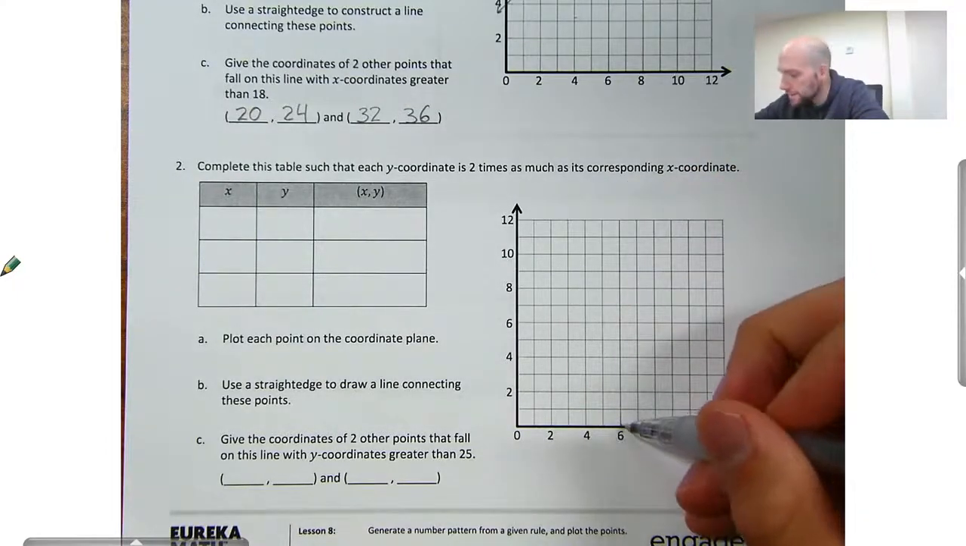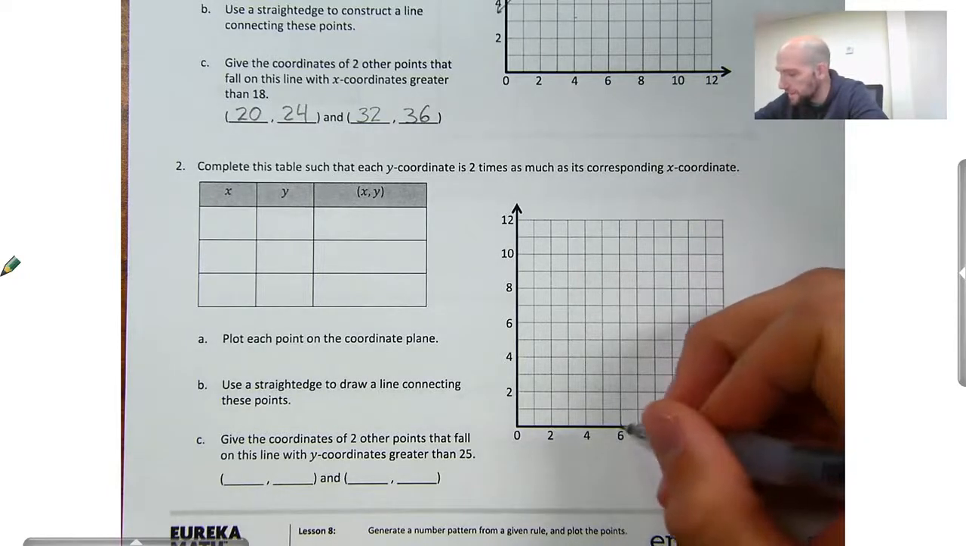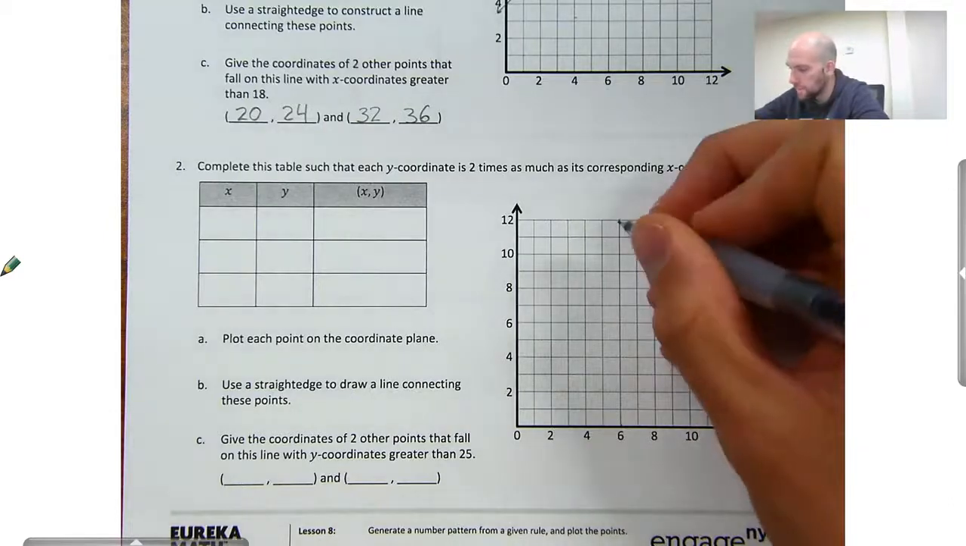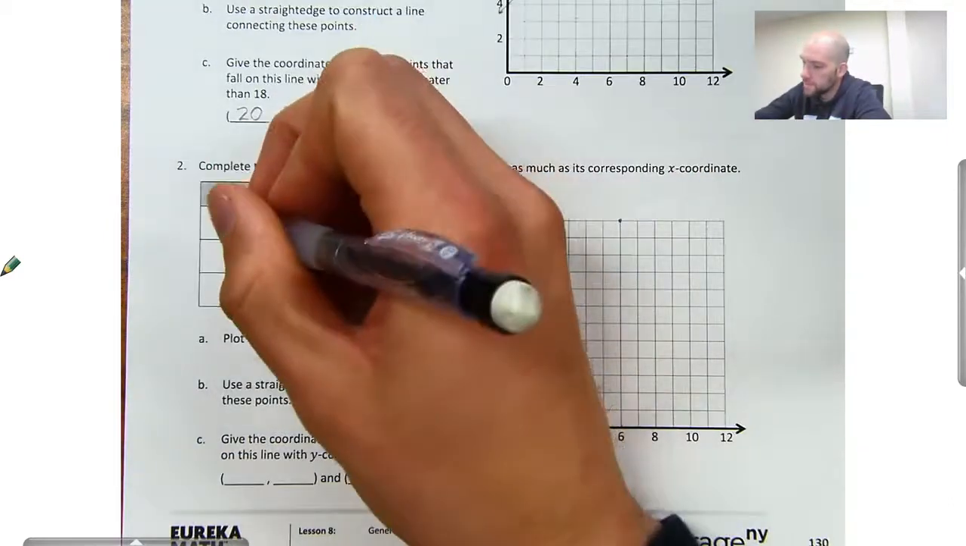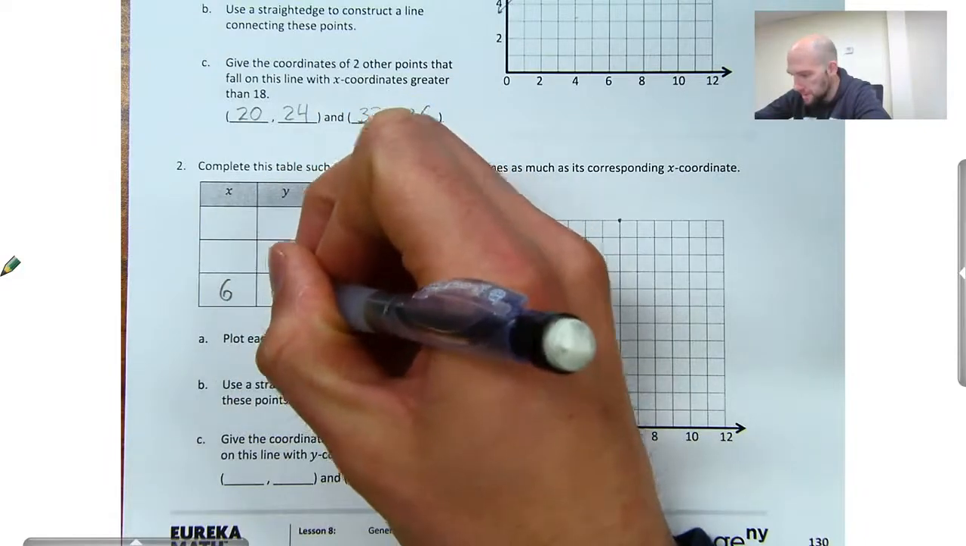So 6 would give us 12, because if our x value is 6 and we multiply by 2, that would give us 12. That would put us right at the top of our grid paper here. So let's do our last x value as 6. That'll be 6, 12.